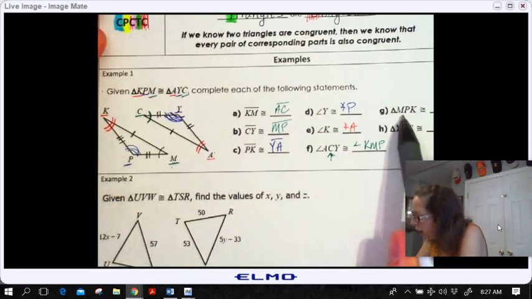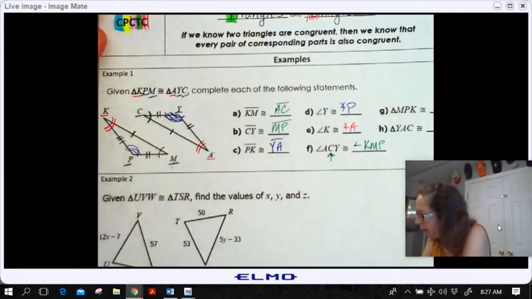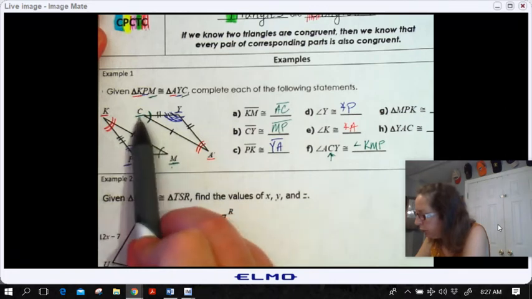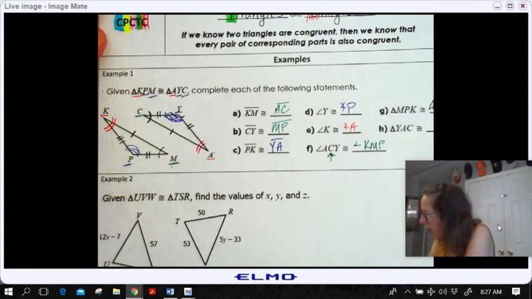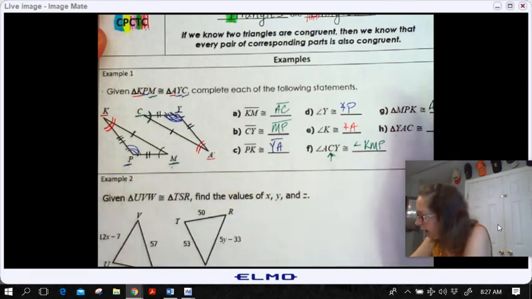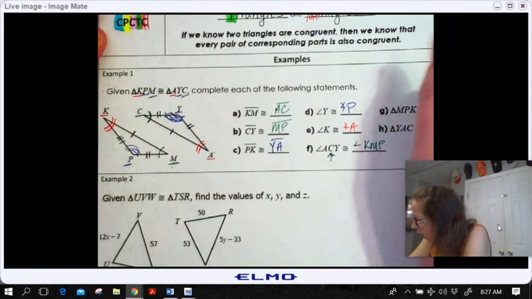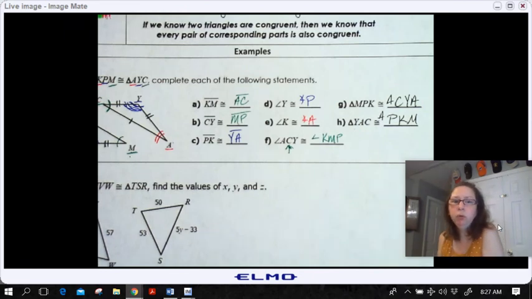So now we're going to say triangle MPK. So that's green, blue, red. It's congruent to, let's do green, blue, red, CYA. And then triangle YAC. So blue, red, green. So let's do blue, which is P, to red, to green. Put that triangle symbol there. All right. Whew. So those are all of our congruency statements for that triangle.